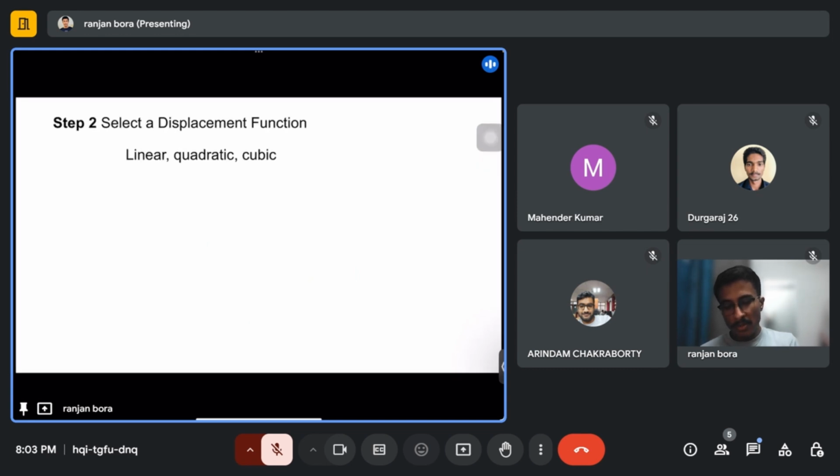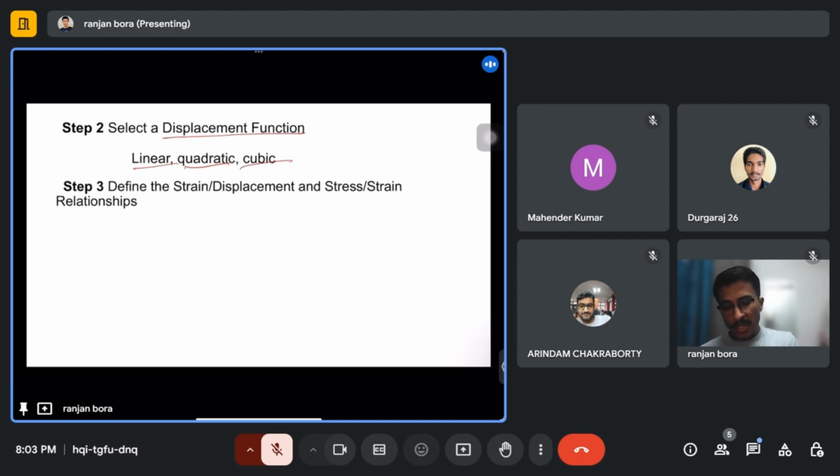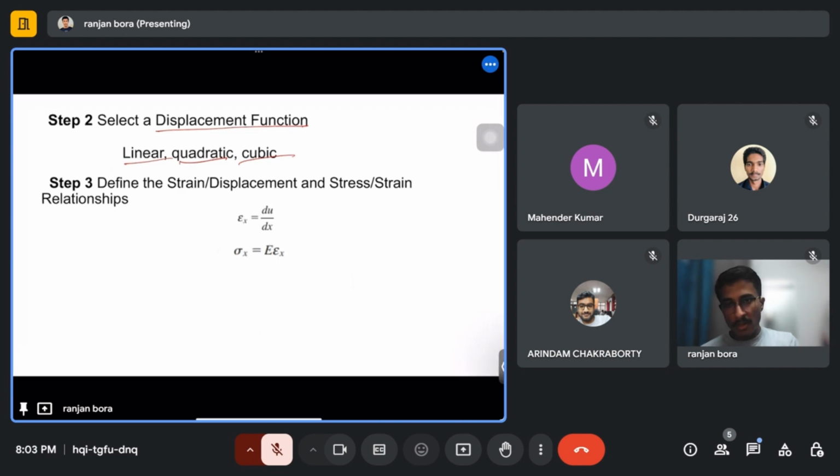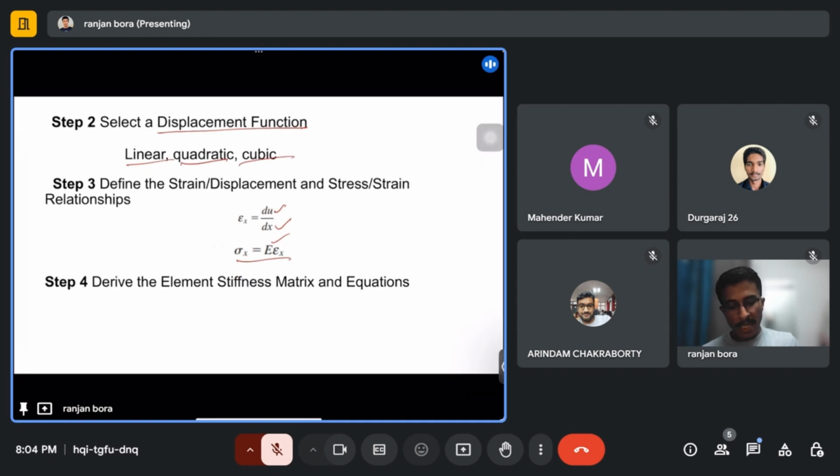Step 2 is to select a displacement function. The displacement function can be either linear, quadratic, or cubic. Step 3 is to define the strain-displacement and stress-strain relationships. We can define strain as change in length divided by the original length, and for stress we use Hooke's law, which is sigma equal to E times epsilon, where E is the Young's modulus. And step 4 is to derive the element stiffness matrix and equations.